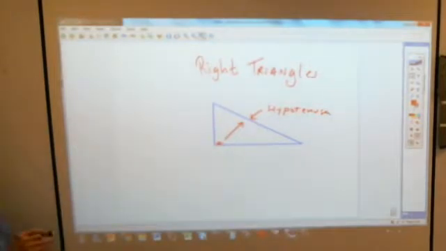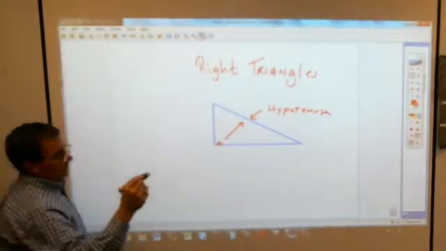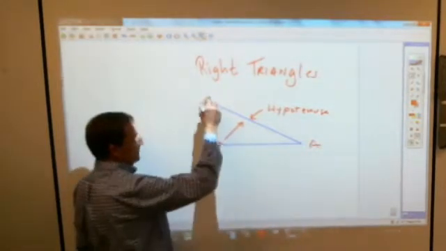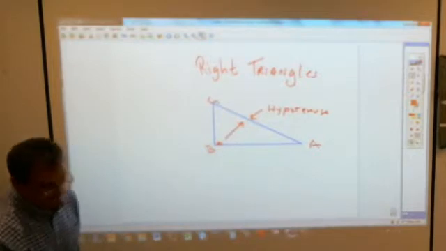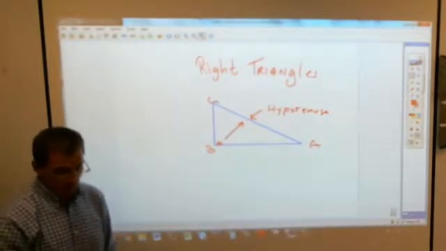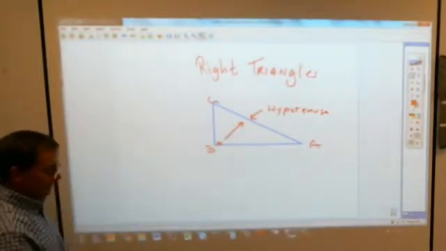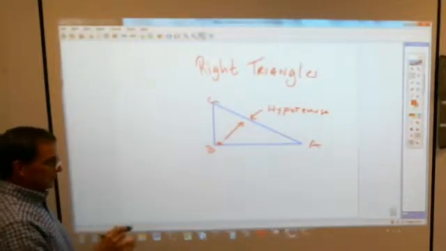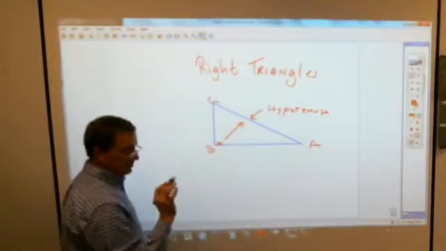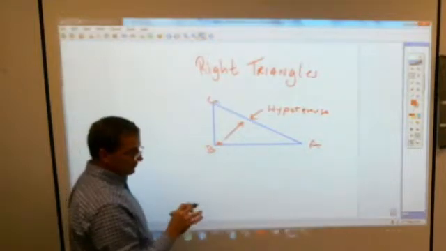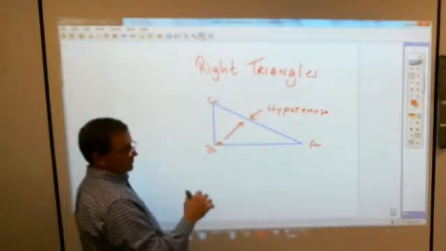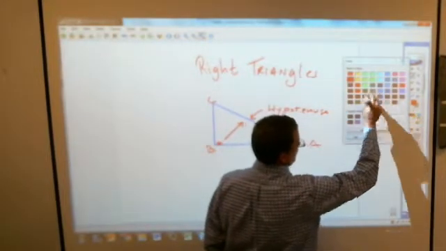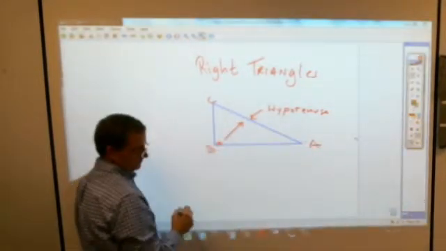Now, we need to label our triangle A, B, and C. The hypotenuse never changes. The long side is always going to be the hypotenuse. However, what we're talking about after this does change depending on what angle you are talking about. So first, I'm going to start off talking with respect to angle A.